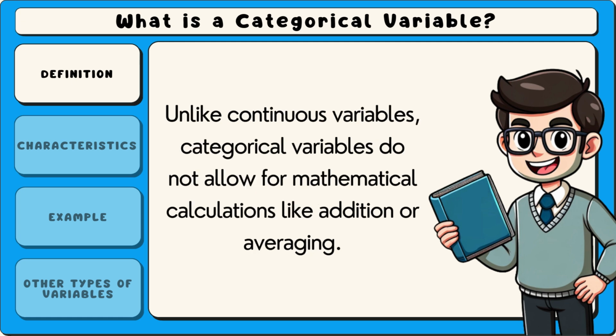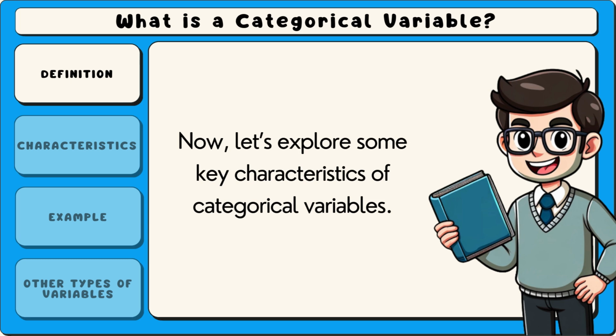Unlike continuous variables, categorical variables do not allow for mathematical calculations like addition or averaging. Now let's explore some key characteristics of categorical variables.